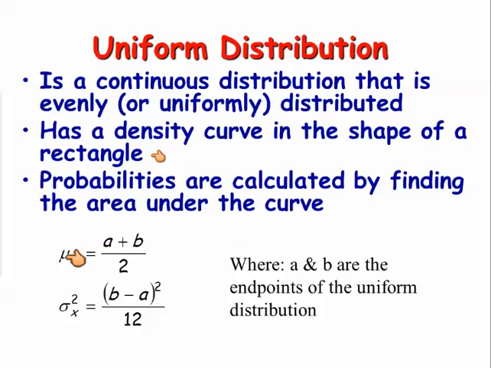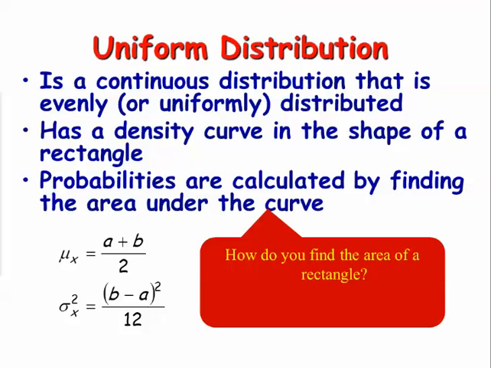Okay, so if my mu at a certain x is going to be equal to a plus b over 2, where a and b are the endpoints of the uniform distribution, and my standard deviation squared, so this is my variance here, is going to be equal to b minus a, the high point minus the low point, squared divided by 12. This is just how it works out to be the standard deviation. Okay? Those are formulas that you can use if it's a uniform distribution. Look for that word and I think it'll help you.